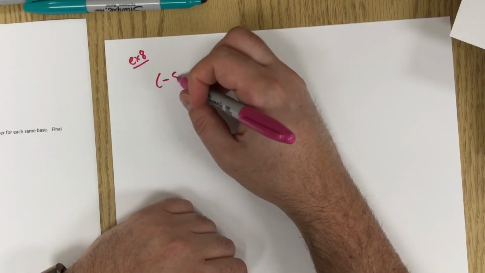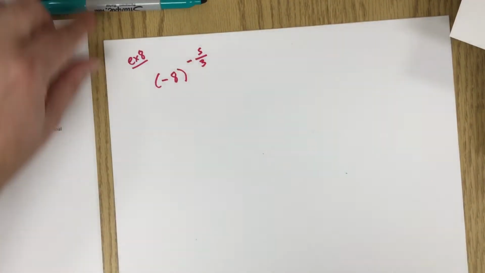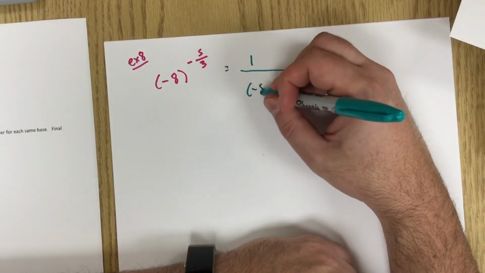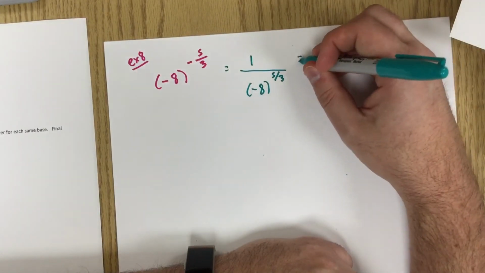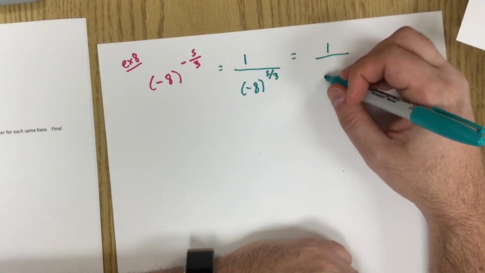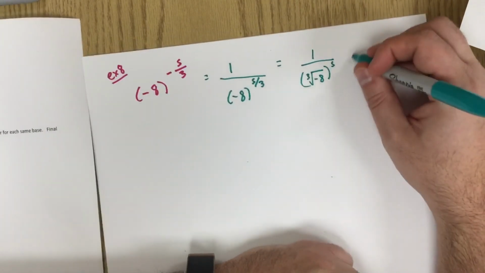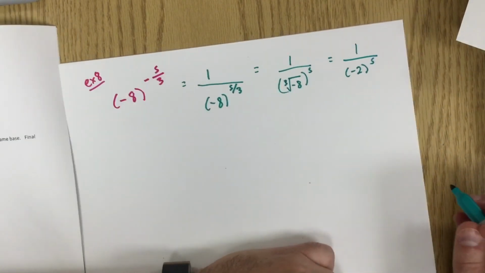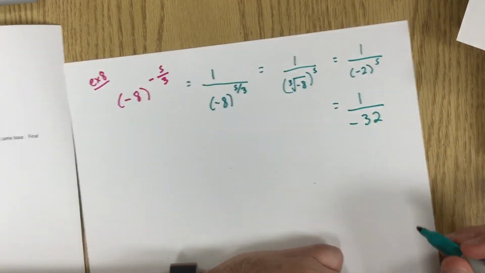Should we do, just for completeness' sake, negative 8 to the negative 5 over 3? That's going to be the same thing as 1 over negative 8 to the positive 5 over 3. So the exponent changes, but not the base, which becomes 1 over the cube root of negative 8 to the 5, which is 1 over negative 2 to the 5, which is 1 over negative 32.